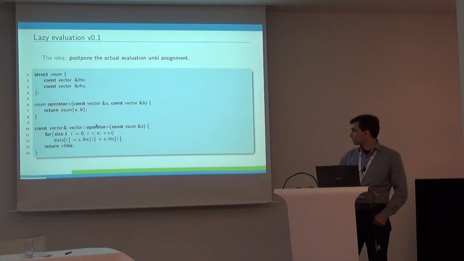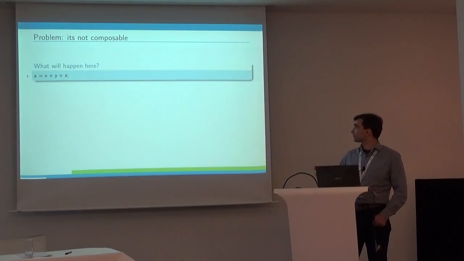And the actual work is performed in the assignment operator, which takes this struct, which just tells us that we would like to add this vector and get the result and assign the result to our internal data struct. Okay, so we just iterate over all elements and we take the left-hand side vector, we take the right-hand side vector, and we add them together, okay? So here there are no temporaries, and the memory access is as efficient as with handwritten code. Okay, but the problem is it's not composable.